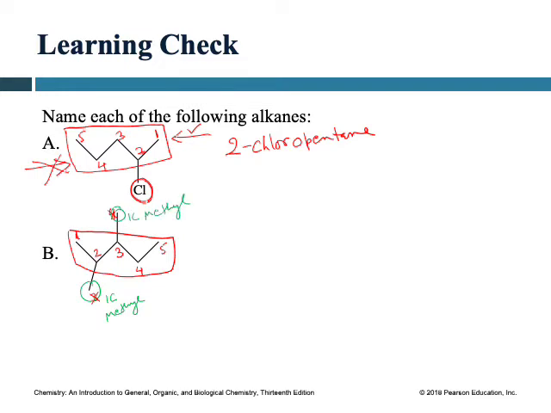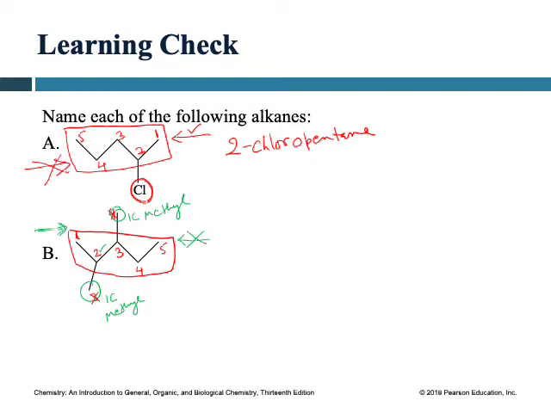Now we have to see which end we have to start counting. We have to start counting from the same end that I already counted, because from this end I'm getting the lowest numbers on the substituent. If we had started from here, the first substituent would occur on the third carbon, which is not possible because we already got the first substituent on the second one if I started from here.